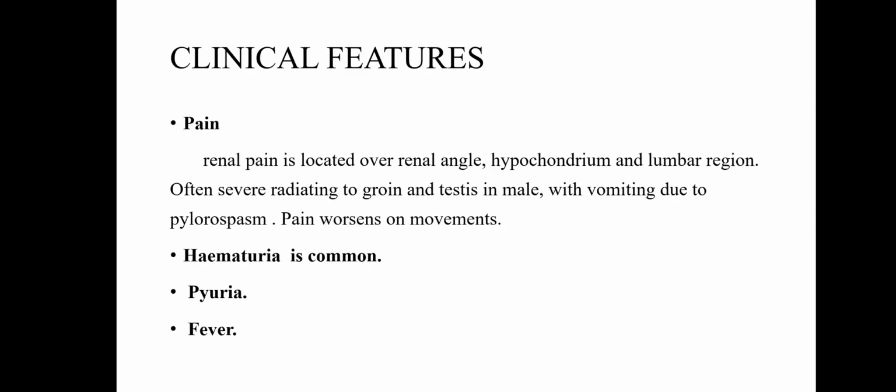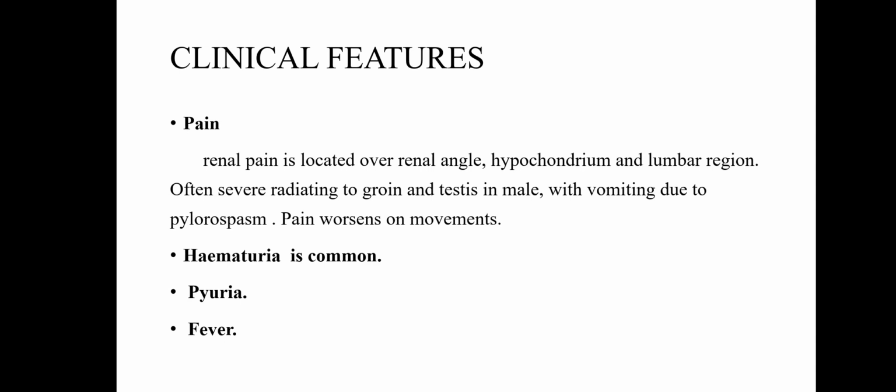Next one is the clinical features of renal stones. Of course, they cause renal pain located over the renal angle, hypochondrium, and lumbar regions. The type of pain is severe. It radiates to the groin and testis in the male. Vomiting also occurs because of pylorospasm, and pain worsens on movement.